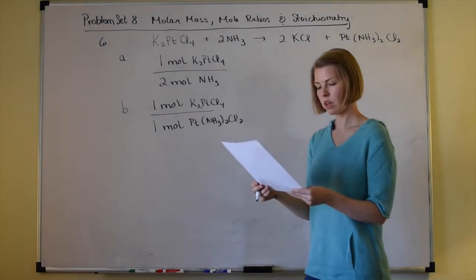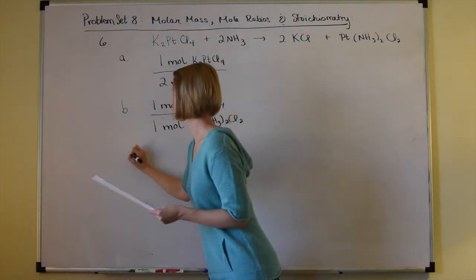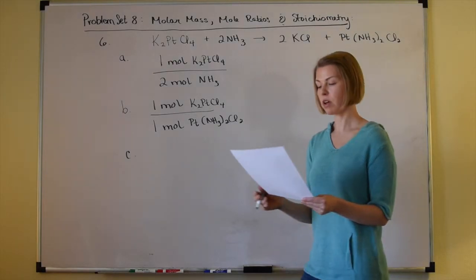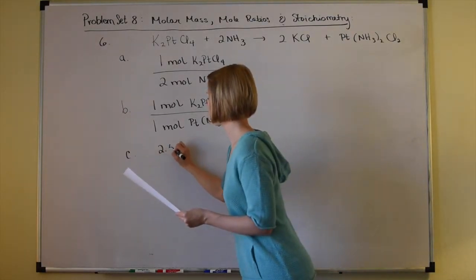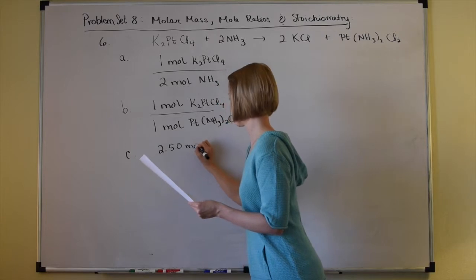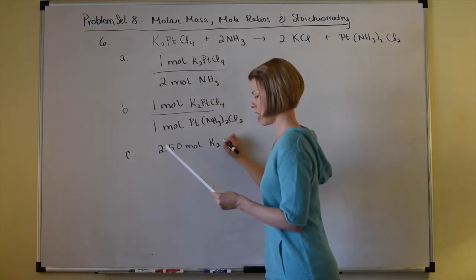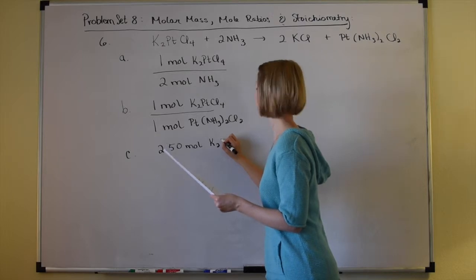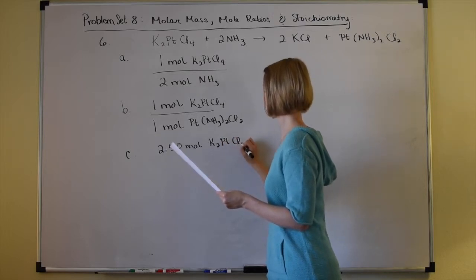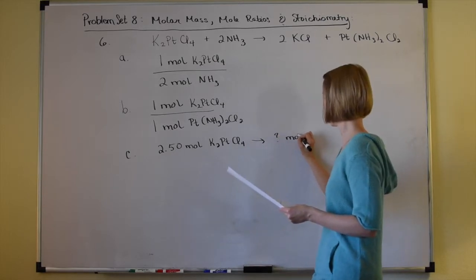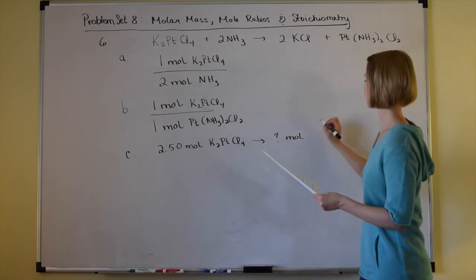Okay. All right, C. How many moles of cisplatin can form from 2.50 moles of the potassium tetrachloroplatinate? Okay, so the question is, how many moles of the product cisplatin?